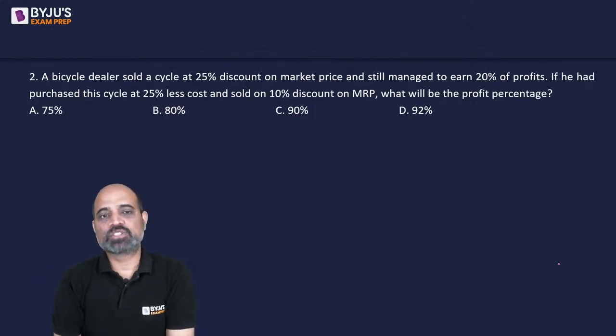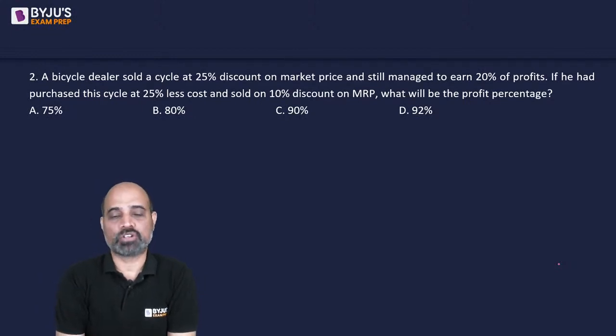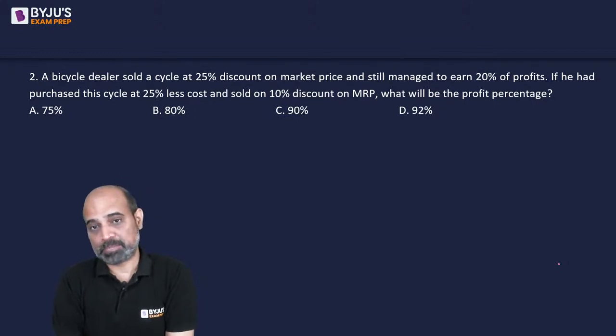A bicycle dealer sold a cycle at 25% discount on market price and still managed to earn 20% of profits. If you had purchased this bicycle at 24% less cost and sold on 10% discount on MRP, what will be the profit percentage?